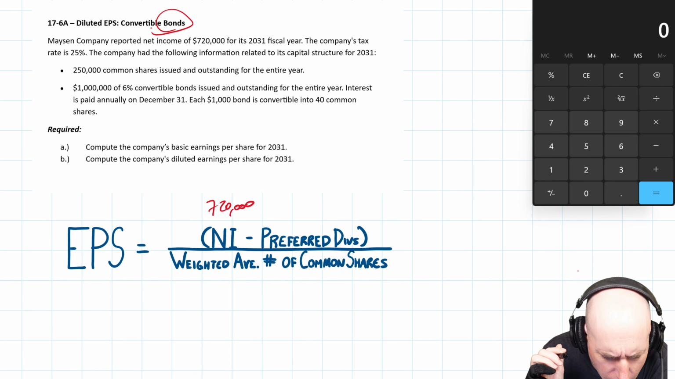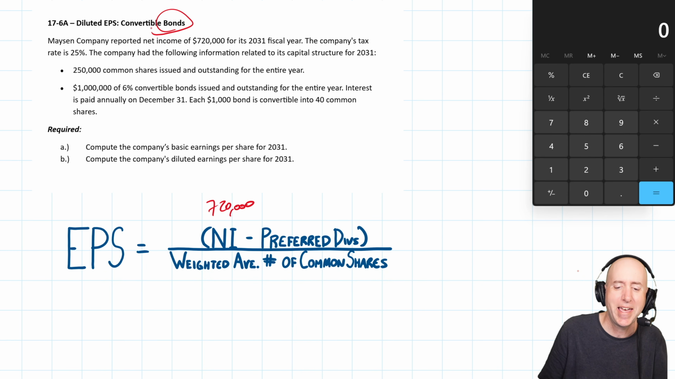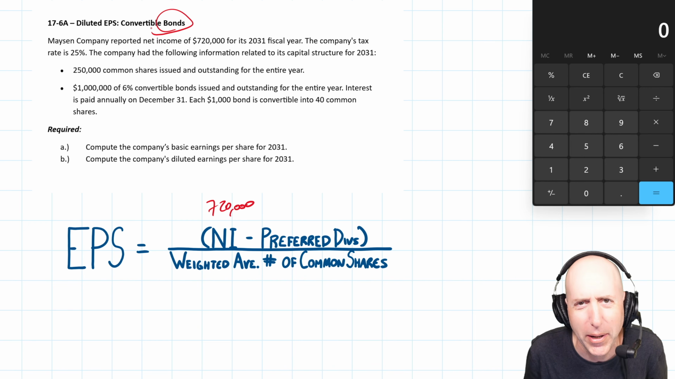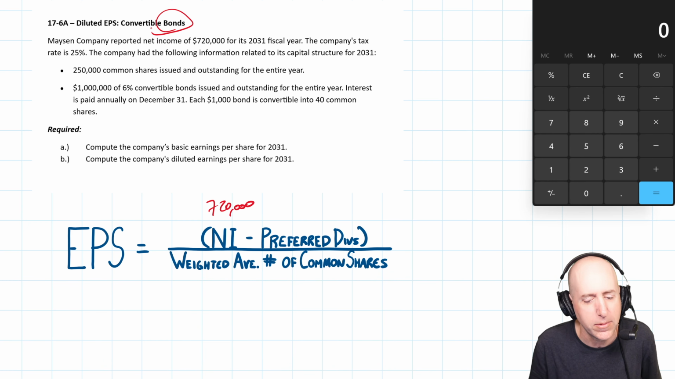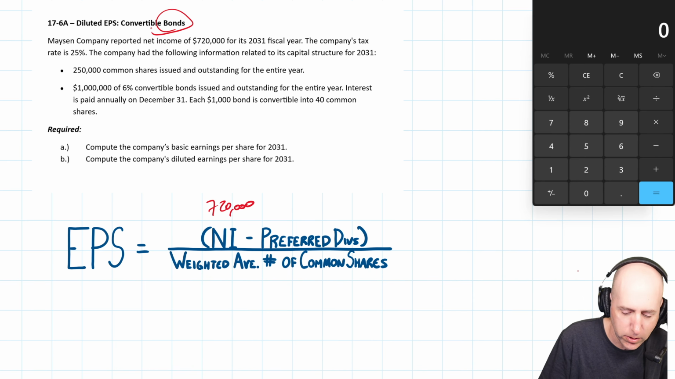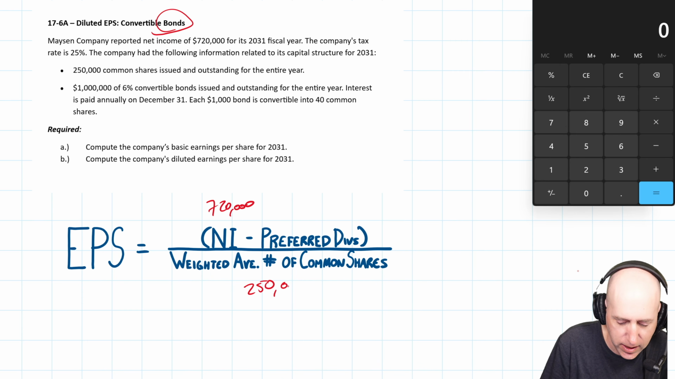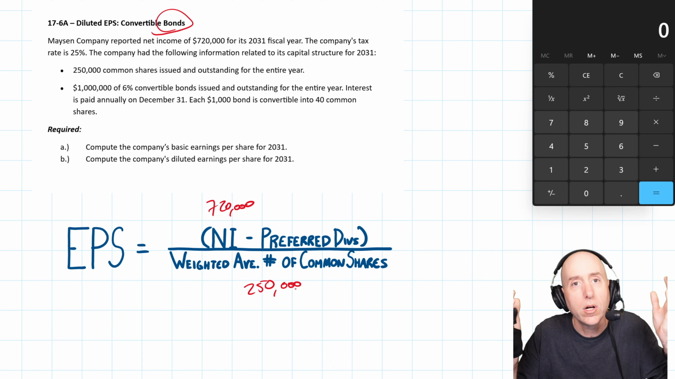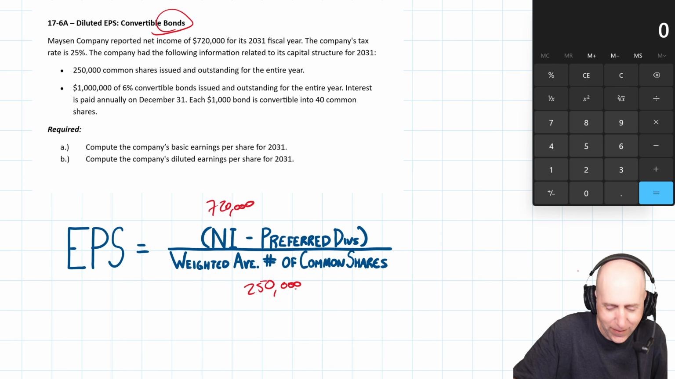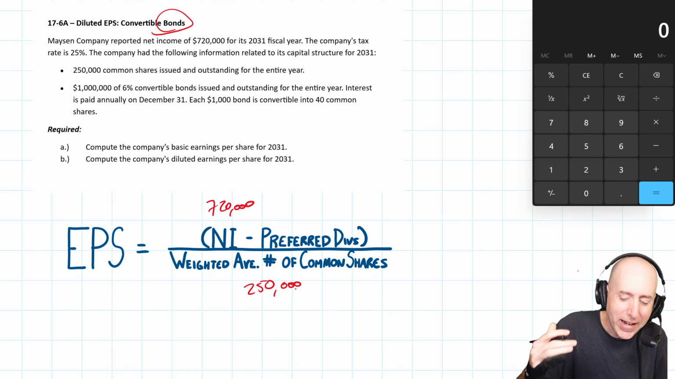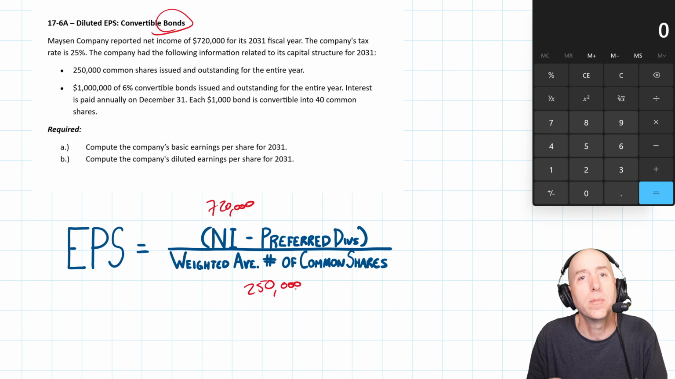The company had the following information related to its capital structure. And they have 250,000 common shares issued and outstanding for the entire year. So the weighted average number of common shares outstanding is 250. Now, you can already imagine, I bet you've already seen it in your class, calculating the weighted average number of common shares becomes a challenge.